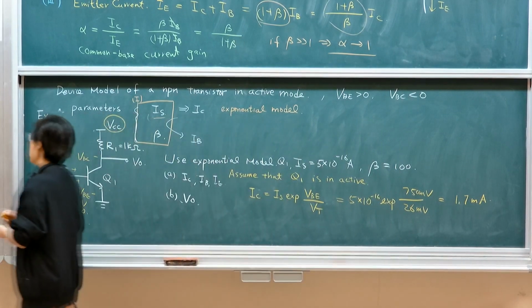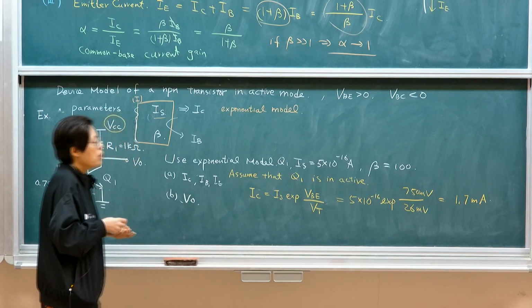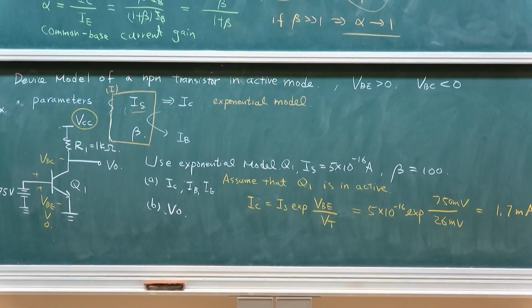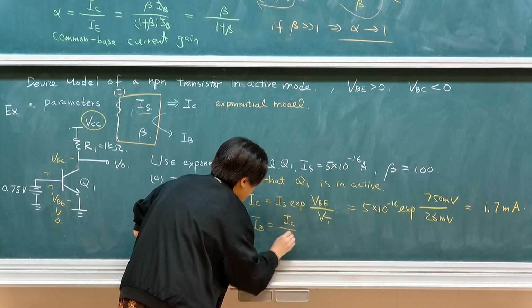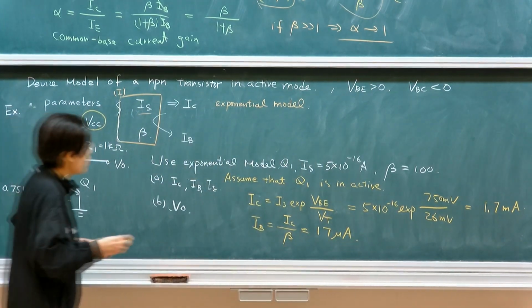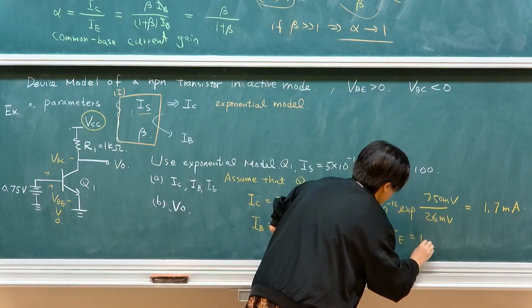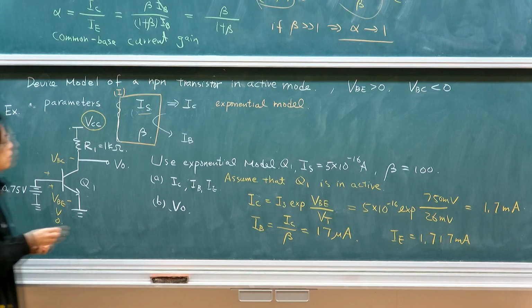So first we established that our collector current is about 2 milliamp. If you get a number in the range of milliamp or microamp, that will typically be correct. If you're getting a number of, say, 1 amp, that means you definitely made a mistake somewhere or set it up incorrectly. Milliamp is a typical operating condition for bipolar transistors. Then base current will be IC divided by beta, which would be 17 microamp, right? And then of course you can get emitter current by summing it up. So this will be 1.717 milliamp. Okay? That's fairly straightforward.